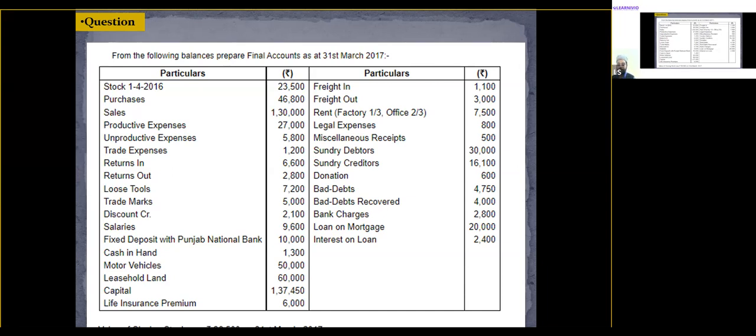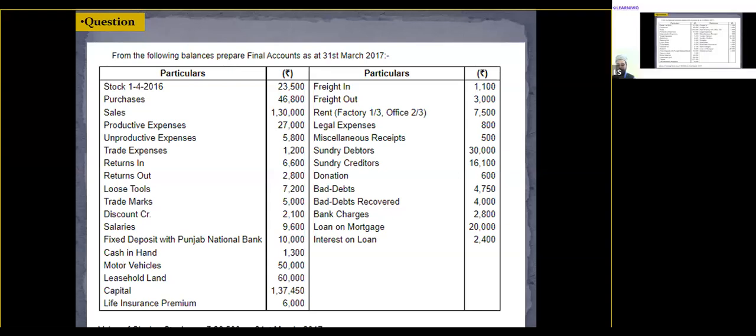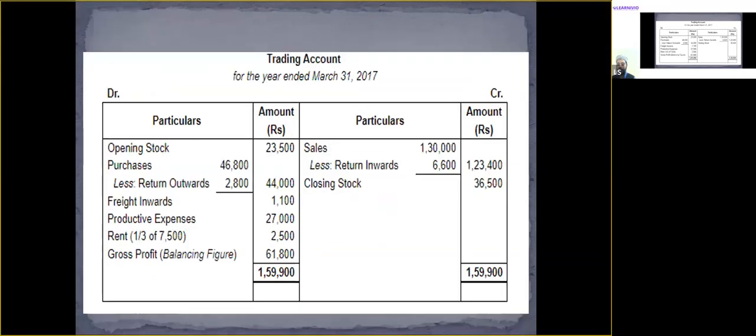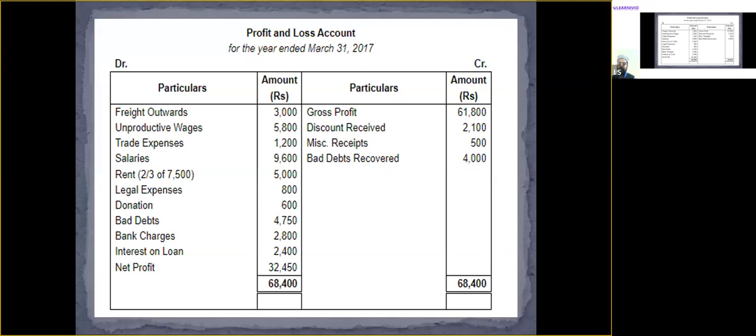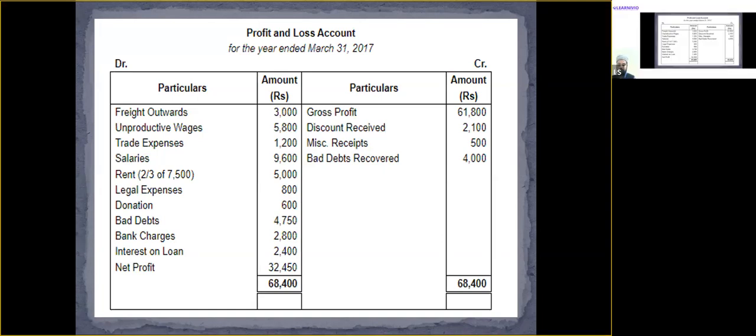Done, everyone. Yes, sir. Tell me the net profit. Is it 32,750? Let me check. So it is 32,450. Alexander, please compare your solution with this solution on screen. This is exactly how the profit and loss account should be reflected. Hamad, you are getting 32,450 net profit.